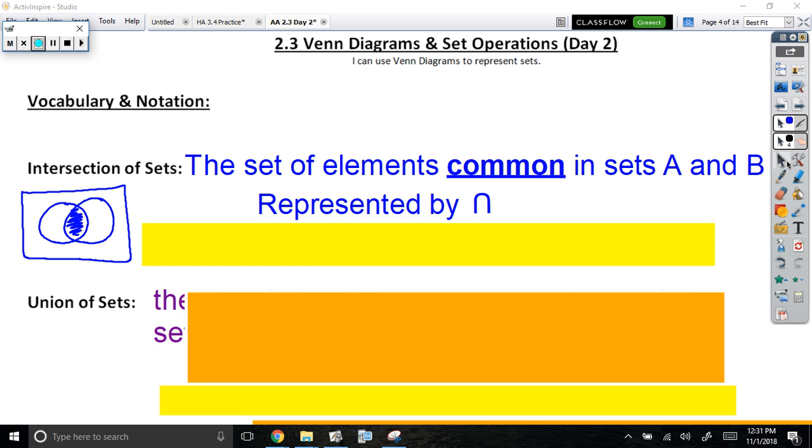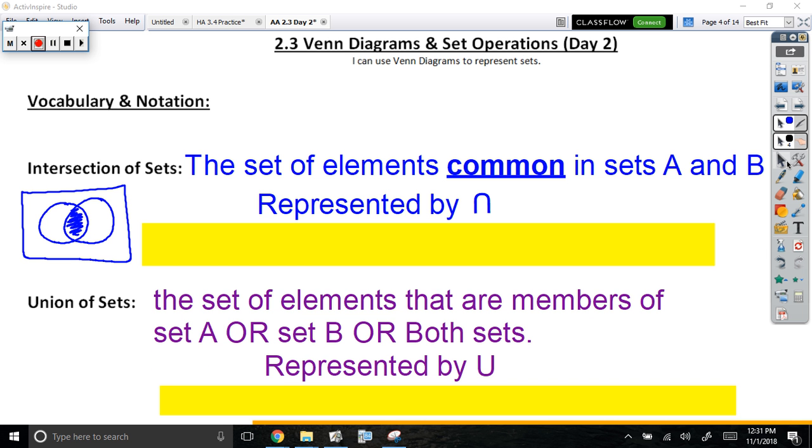All right, and then the union is the set of elements that are members of set A or set B or in both sets. And it's represented by a U. That one's easy to remember, union U. So the union of sets is literally any element in either set.